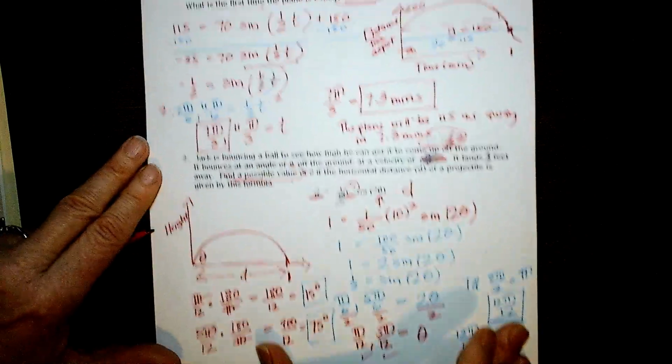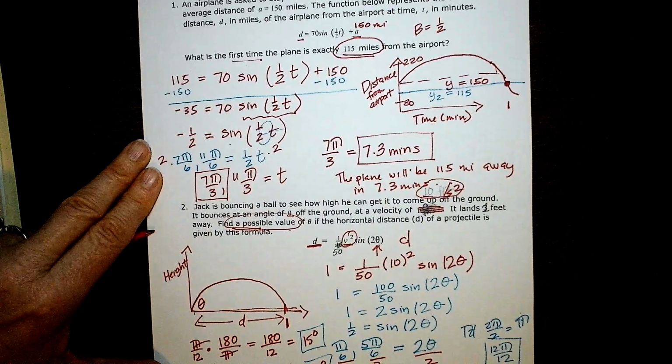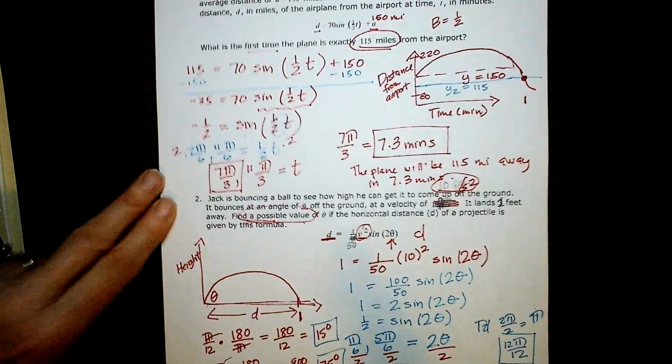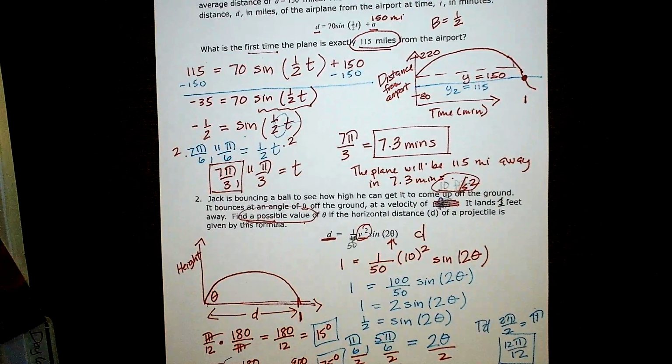Okay, so those are word problems that could appear on the quarterly. That's the type of thing that could happen.